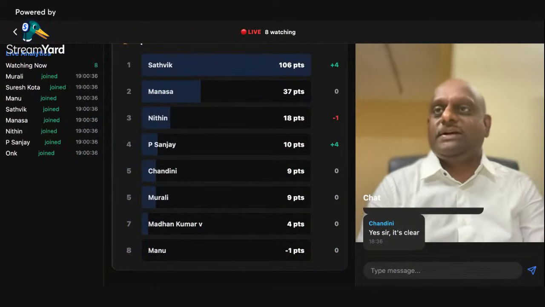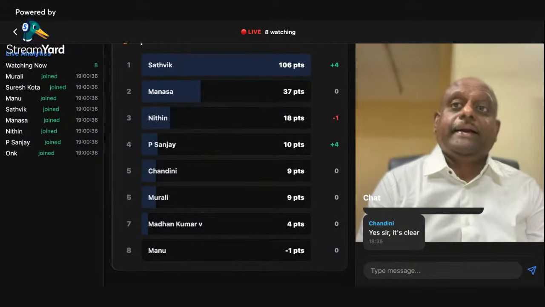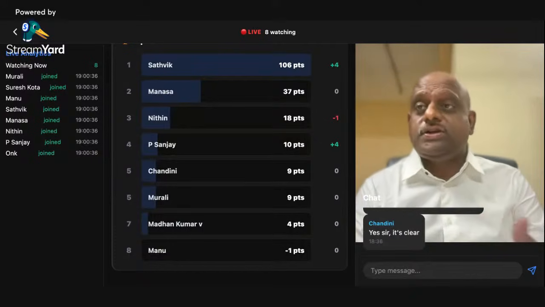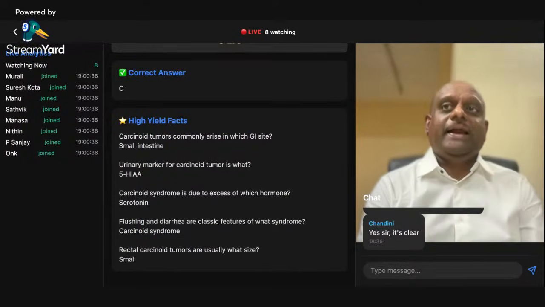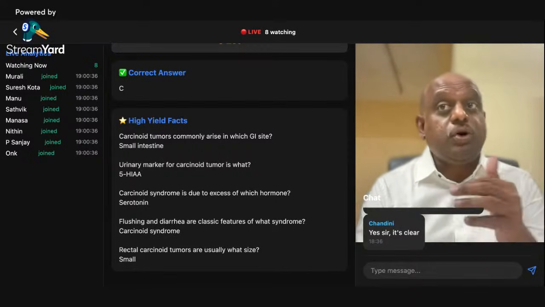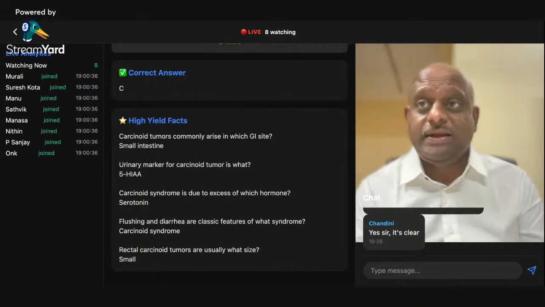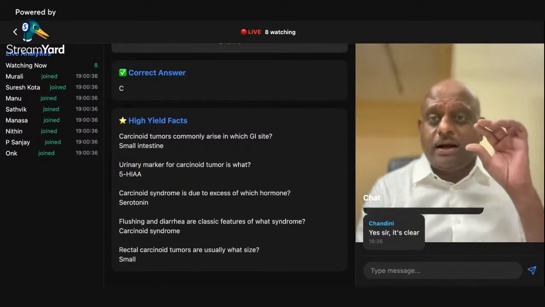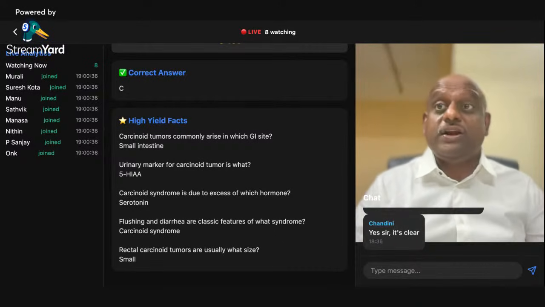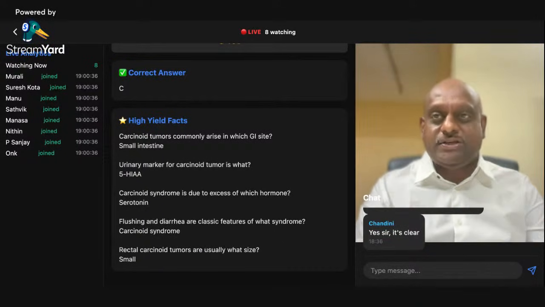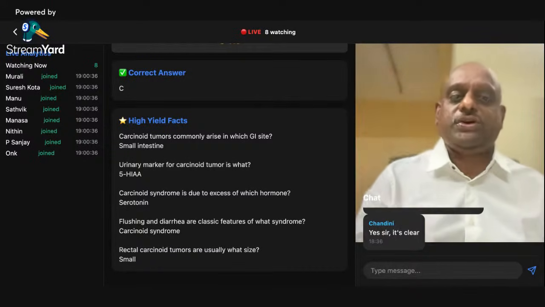Sanjay also right. So you should know that appendiceal carcinoids are more common in females than in males. So typically carcinoid tumors commonly arise from the small intestine. They produce 5-hydroxyindoleacetic acid. Rectal carcinoids are possible, but they are small in size. And flushing and diarrhea are the classical features of carcinoid syndrome because they release serotonin, is what you need to remember.